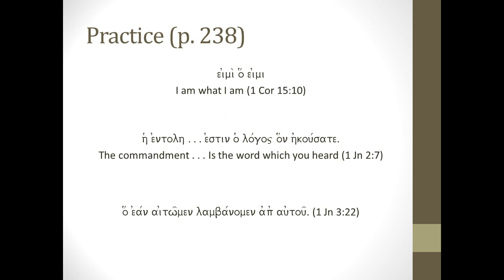So notice that aitomen from aiteo has the elongated omega, telling us it's a subjunctive. So we know it's a present active subjunctive, first person plural. So then we would translate this as whatever we ask, or if we want to be very wooden with the subjunctive, whatever we should ask, we receive from him. 1 John chapter 3, verse 22.